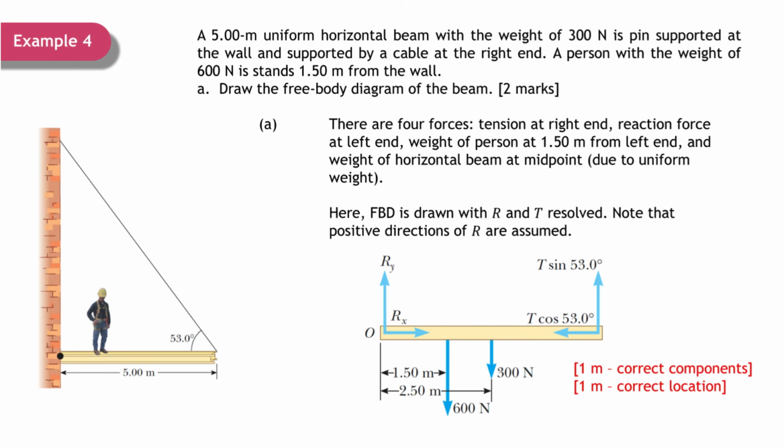Let's begin by drawing the free body diagram. There are four forces acting on the beam: the reaction force at the pin support, the tension in the cable, the 600 N weight of the person located 1.50 meters from the wall, and the 300 N weight of the beam, which acts at its midpoint because the beam is uniform. Finally, resolve the reaction force and the tension into their horizontal and vertical components before proceeding with the equilibrium analysis.